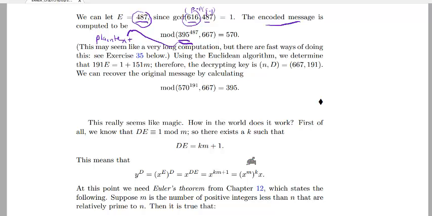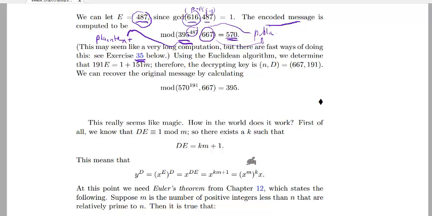The 395. The 487 was the public key. And the 667 is N, so that's also public. Okay. And you compute this result, 570. Now, this may seem like a long computation, but there are ways of quickly raising numbers to large powers, and we'll see that following this discussion.